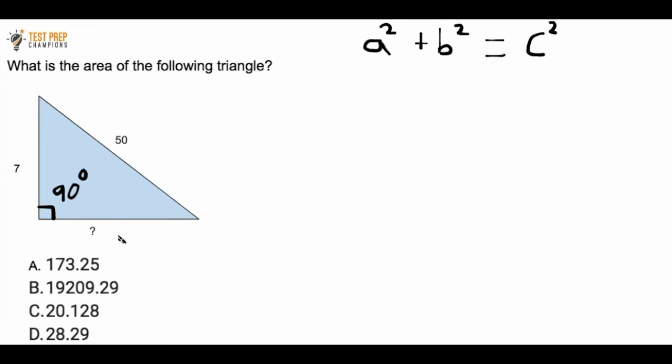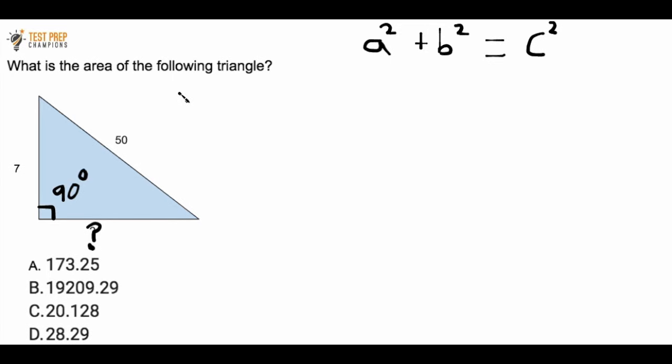So why am I showing you this formula here? Well, we don't know what this side is equal to, right? This side is one big question mark. And we know that side a is 7, and we know that side c, the biggest side of the triangle, is 50. But we don't know what this side is. However, we can figure it out.